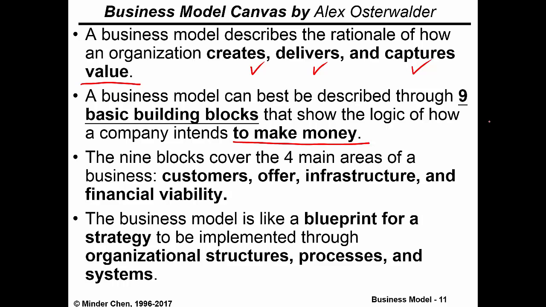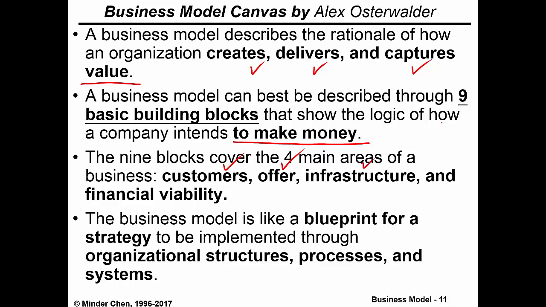Those 9 building blocks cover 4 main areas, which are customers; the offer, which is your product and services; the infrastructure, which describes the back-end mechanism of producing the product and services; and eventually the financial aspect, which will demonstrate the viability of your business, the revenue and cost.